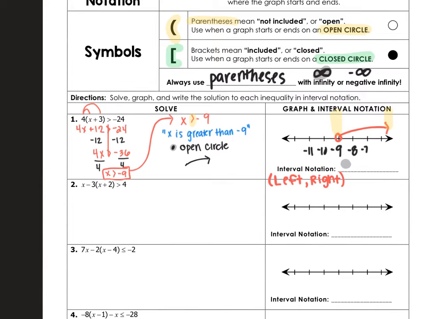So I'm going to write negative 9. Since this is an open circle, I'm going to use a parenthesis, comma, and the furthest right is an arrow. That means that this line keeps going on forever and forever. And since it's an arrow, I'm going to use positive infinity. Positive infinity uses a parenthesis.